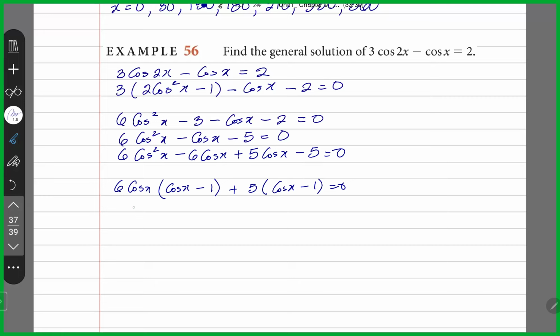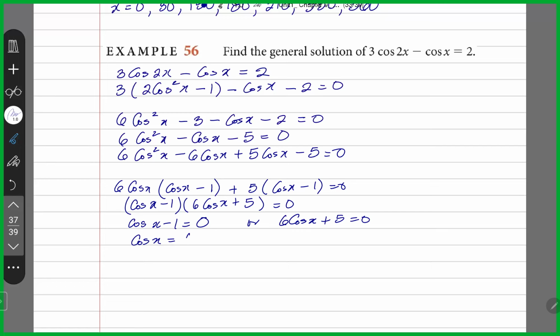So factorizing, we get cos x minus 1 multiplied by 6 cos x plus 5 is equal to 0. If I'm multiplying two things and I'm getting 0, it is either the first is equal to 0 or the second is equal to 0. So cos x is equal to 1, or cos x is equal to minus 5 over 6.